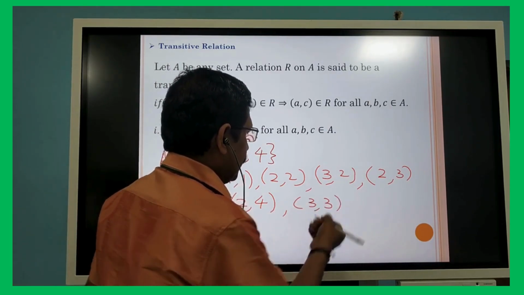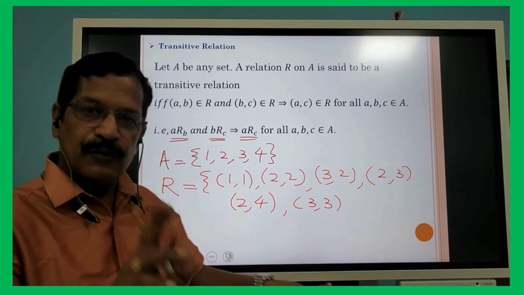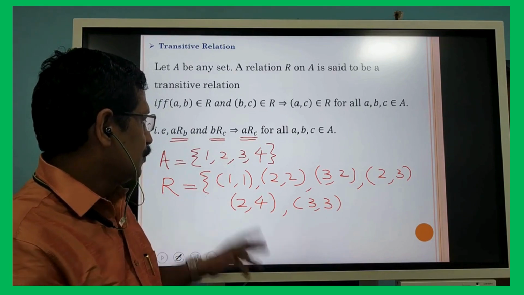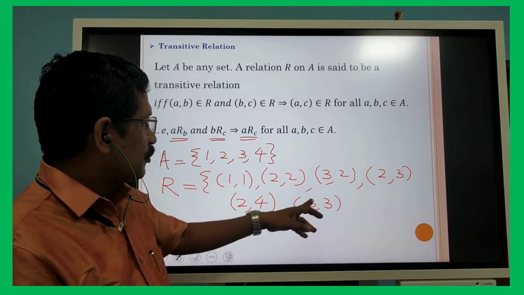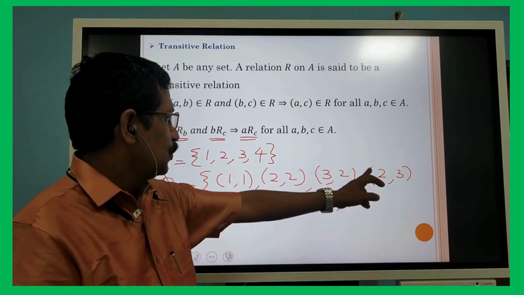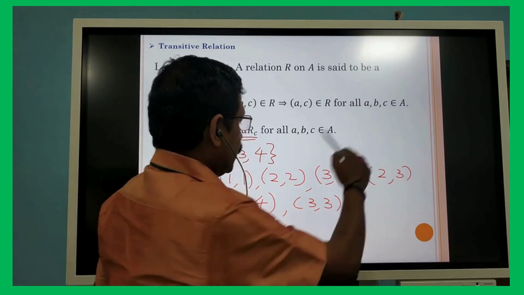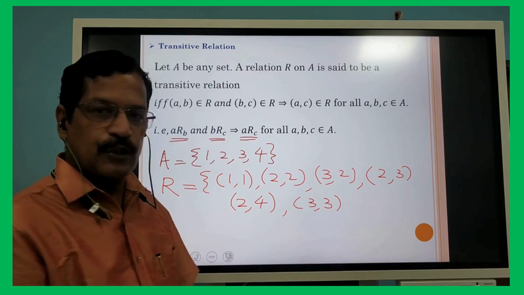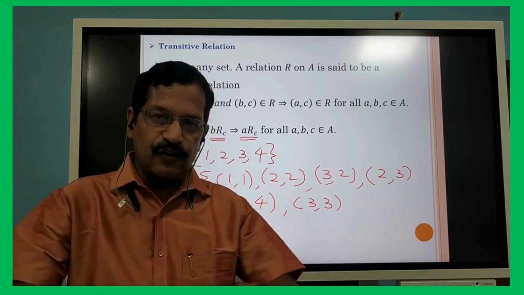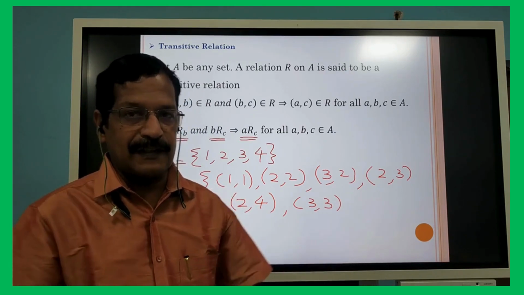Then 2 is related to 2, 2 is related to 4. So again 2 is related to 4. Now 3 is related to 3, 3 is related to 2. So 3 should be related to 2. Again 2 is related to 3, 3 is related to 3. So 2 is related to 3. So the conditions for transitivity are clear here.